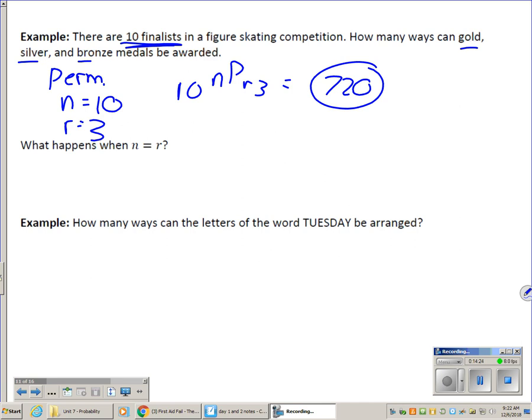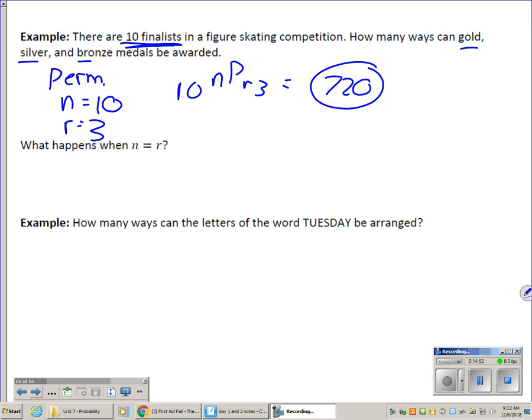Let's see here. What happens when n equals r? Think about what that means. If n is my total number of objects, and I let r equal that, how many am I arranging? In this case, everybody would be a winner. First through 10th place would get an award.